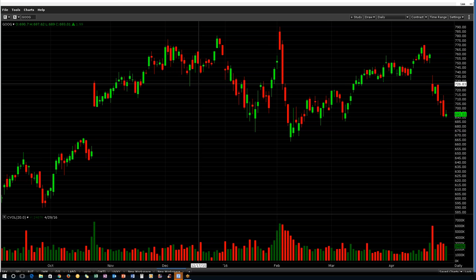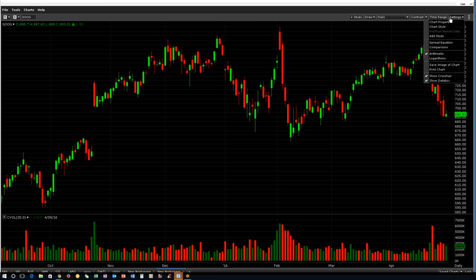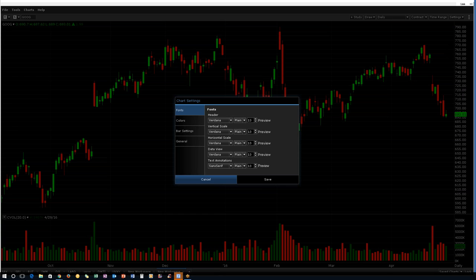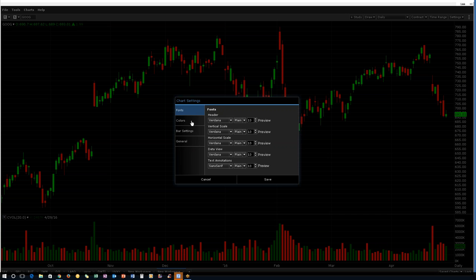Now, you got to do it exactly the way it is, and then you can add whatever extra you want, but I'm just showing you the way it's done. You first go to settings, go to chart properties, go to bar settings. The bar width I normally keep as 8. Go to general, and do nothing. Fonts and stuff, don't bother.